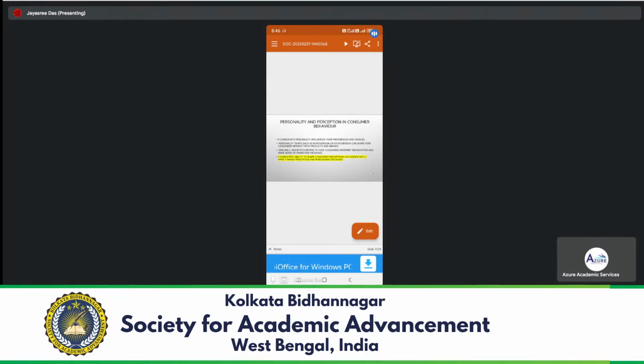Take the example of L'Oreal. You will see L'Oreal targeting different segments based on personality traits and self perception, offering distinct products for various consumer groups, such as luxury products for status conscious consumers or more affordable options for those focused on functionality. So, personality and perception play a very important role.